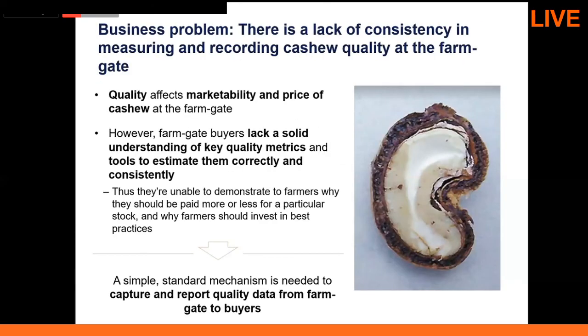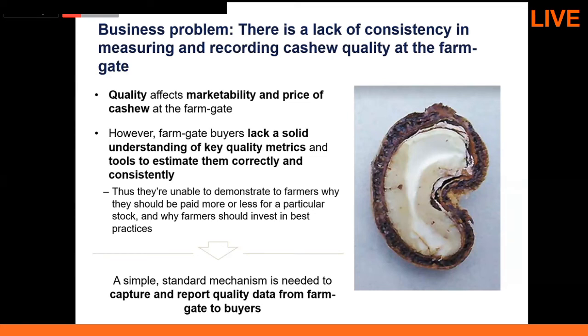I want to touch briefly on the quality app. Many of you are familiar with the problem that 3 people can do an assessment of KOR on a lot of raw cashew nuts and come up with 3 different answers. We've seen a number of conflicts between particularly farmer cooperatives and off-takers, as often the farmer groups have a weak understanding of quality and aren't able to assess it themselves.